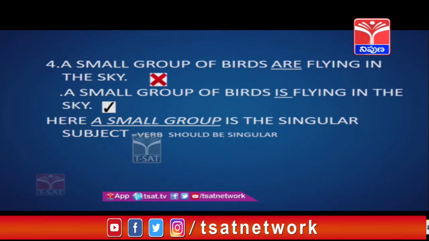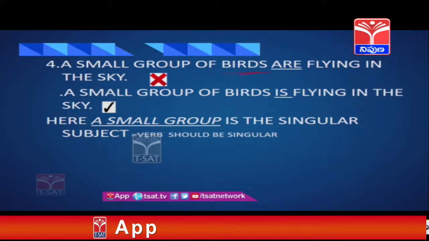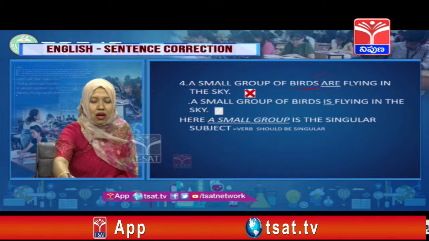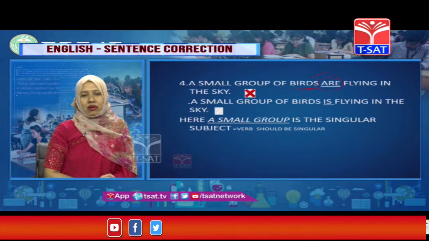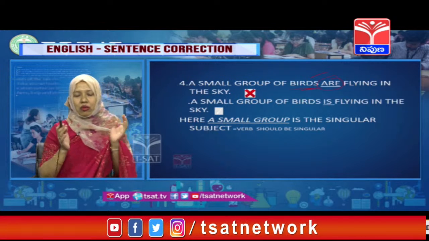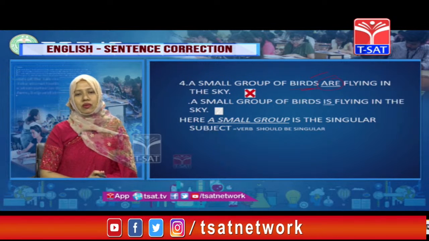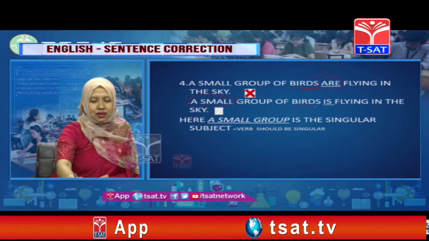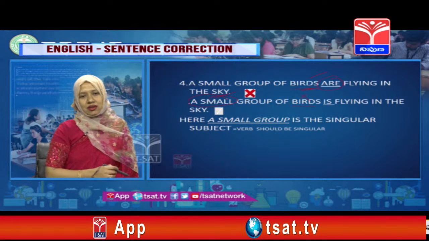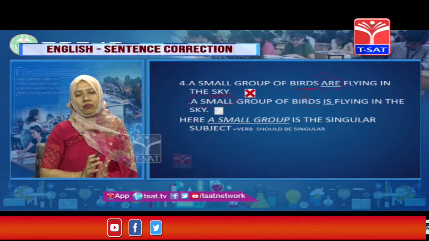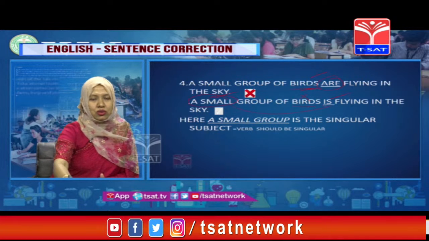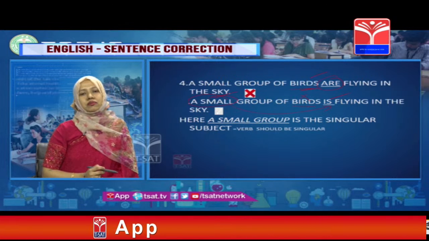"A small group of birds are flying in the sky." Now if you look at this sentence, you may see birds, and you may think that because it is a plural noun, you must use the verb also as plural, but it is wrong. You are talking about a small group of birds. So here "a small" means one. You should not look at this noun, you should look at the farthest subject, a small group of birds. So it should be referred to as singular. Because it is singular, the verb also should be singular.